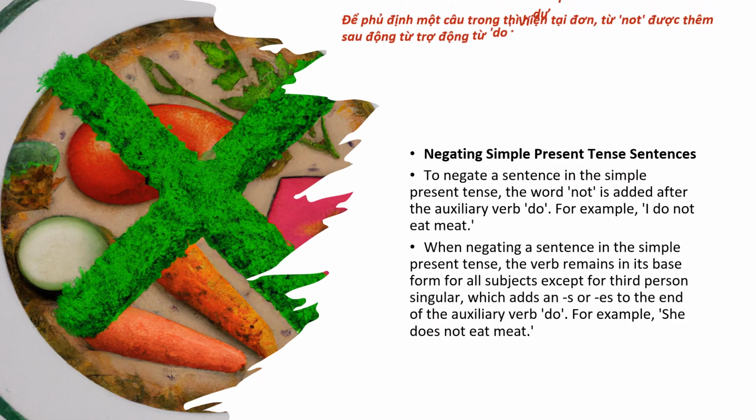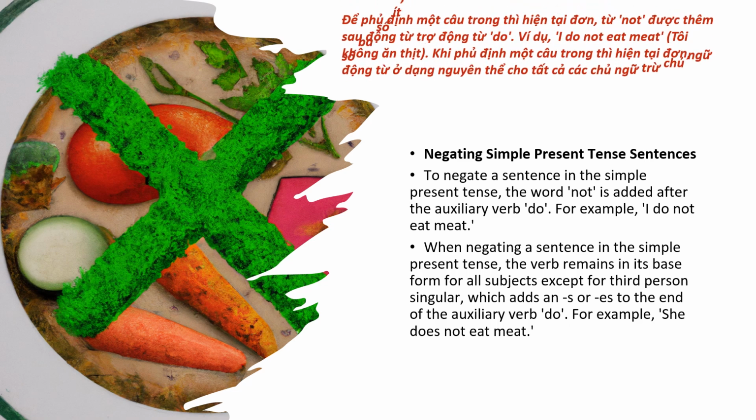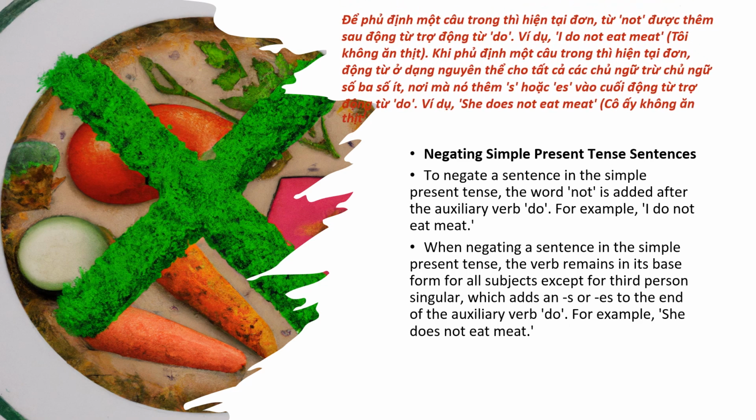Negating a sentence in the simple present tense involves adding the word not after the auxiliary verb do. The auxiliary verb do is used in the negative form to negate the sentence in the simple present tense. For example, I do not eat meat, or they do not like spicy food.